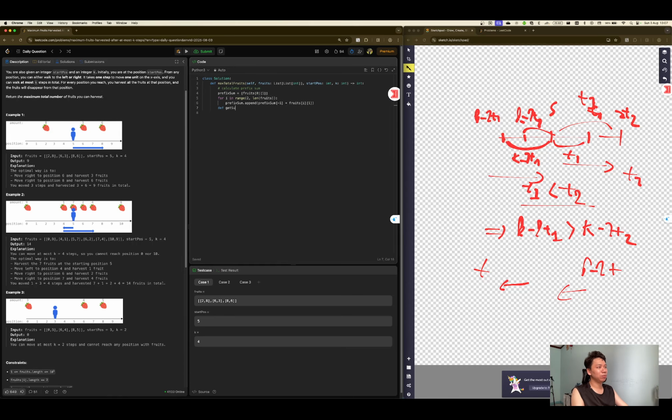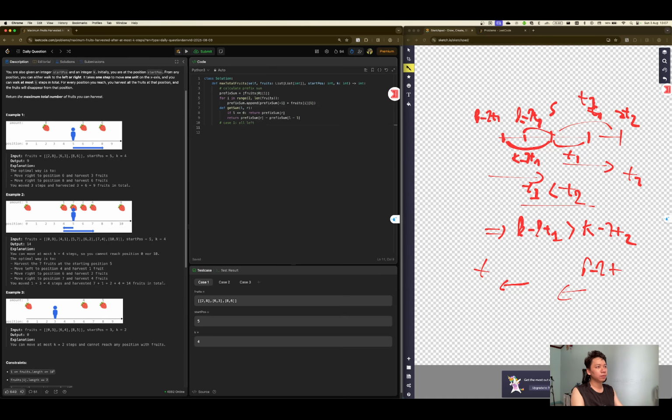Got to write get sum here, left to right. If left is 0, I'm going to return the sum of right. Otherwise return the sum of right minus prefix sum of left minus 1. Okay, we got the get sum.